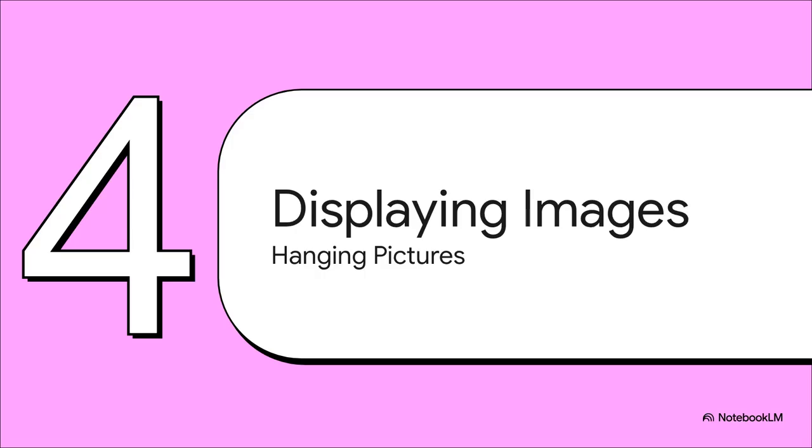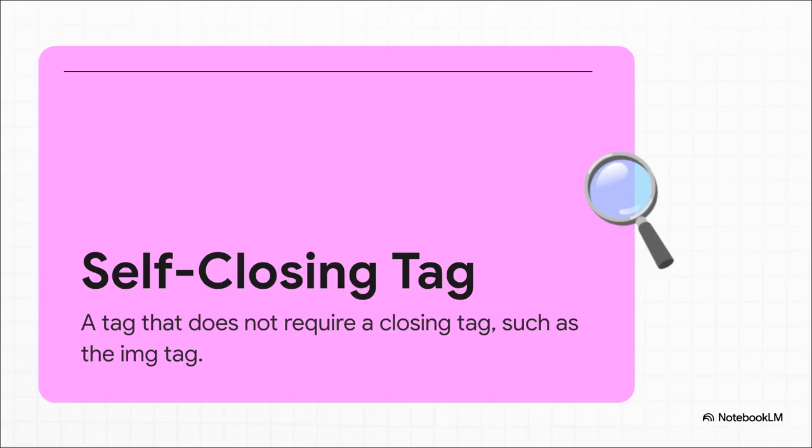Time to decorate. Section 4, displaying images correctly. Okay, the doors are installed, people can navigate our layout, so it is time to hang some pictures on these freshly built walls. Now, what's really interesting here is how the image element totally breaks the grammar rule we learned earlier. Images use the img tag, sure, but it is what we call a self-closing tag. It doesn't require a separate closing tag with a forward slash.